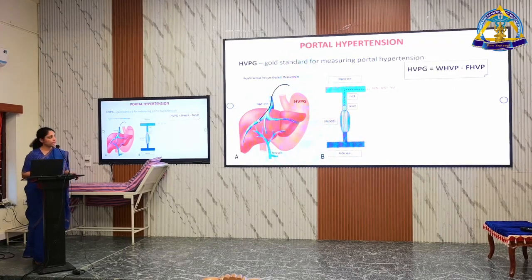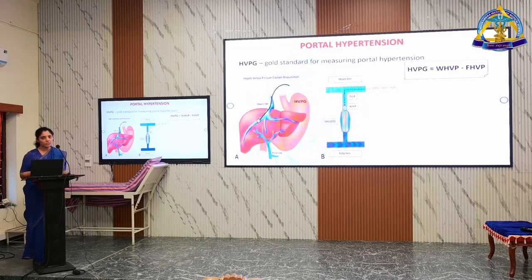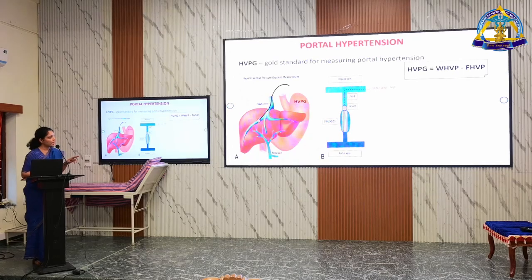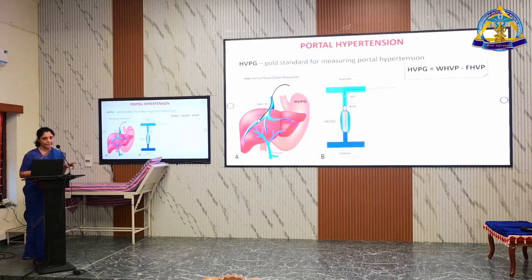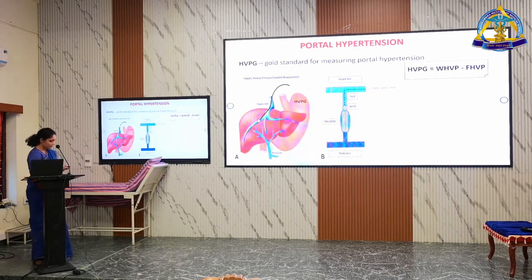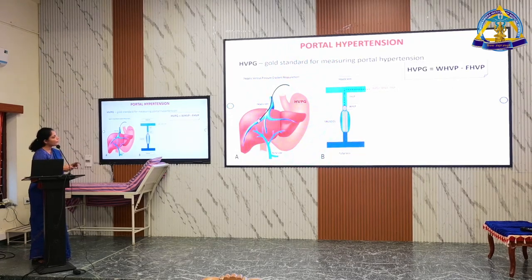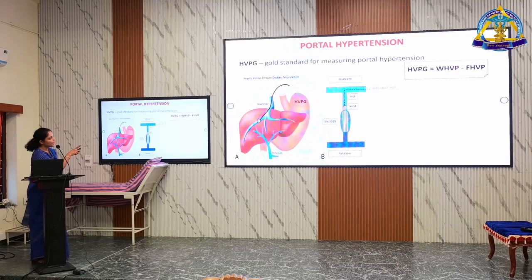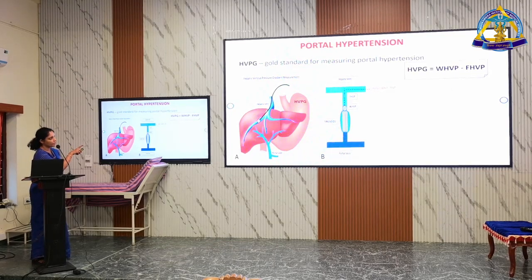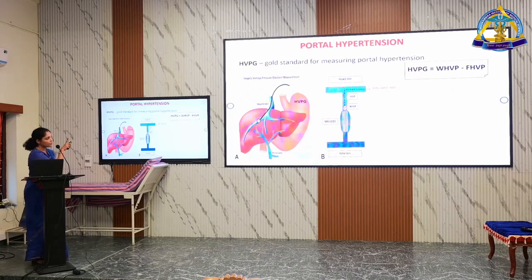There are indirect or non-invasive methods of assessing portal hypertension, but ideally, in research settings it is defined by the HVPG, that is the hepatic vein pressure gradient. You can see that a catheter is introduced through the IJV, through the hepatic vein, into the terminal part of the hepatic venules, and in the middle picture you can see a balloon is inflated there in the terminal part of the hepatic vein. That is called the wedge hepatic vein pressure, when a balloon is wedged there and they are taking the pressure.